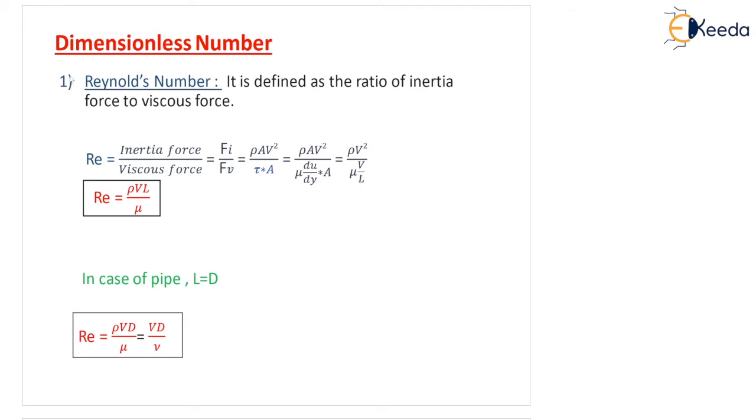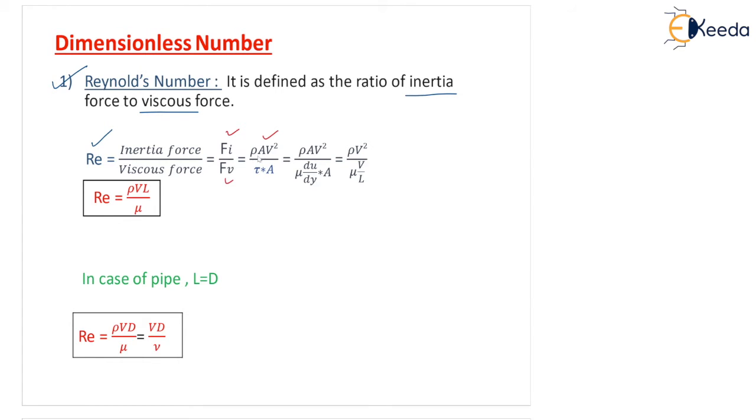Let's start with the Reynolds number, the first one. What is the basic definition of Reynolds number? It is defined as the ratio of inertia force to viscous force. Re is the symbol we are using for the Reynolds number, and this is the formula: Fi in the suffix for inertia force, and Fv for viscous force. Inertia force is rho A V square, and viscous force is shear stress into area, tau into A.